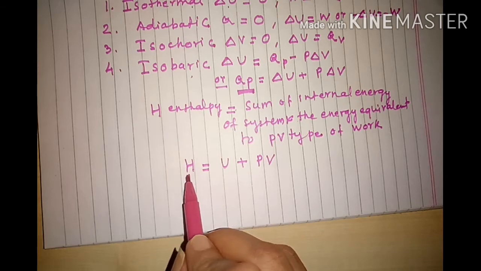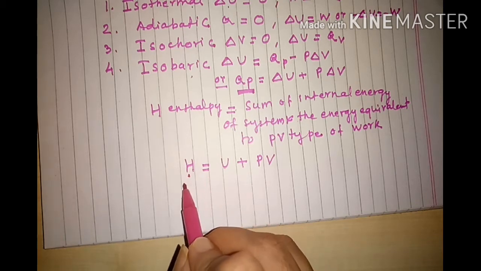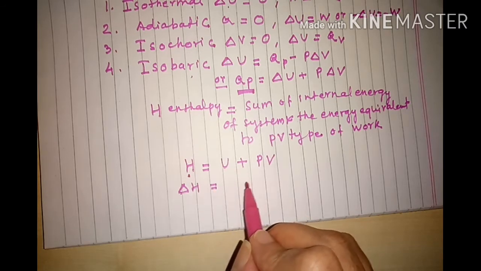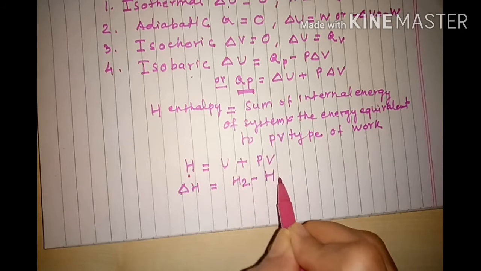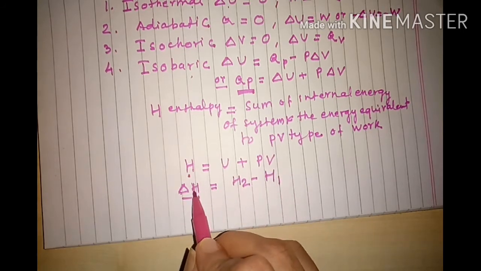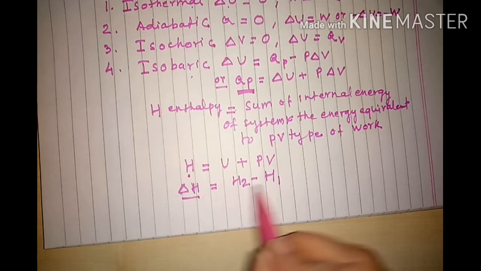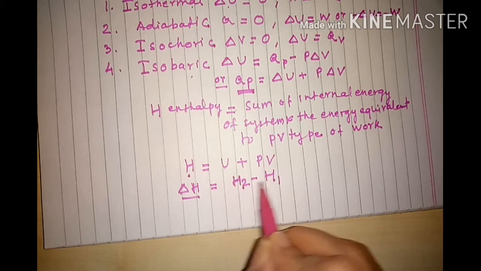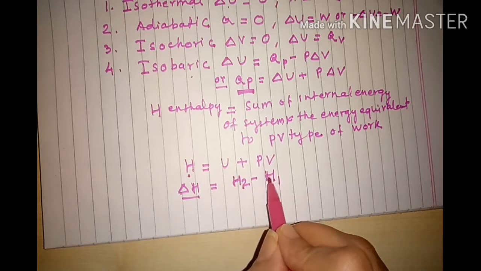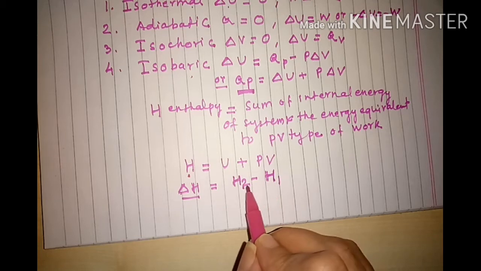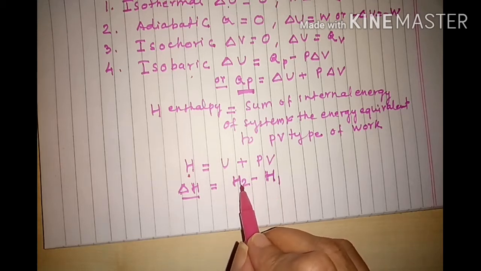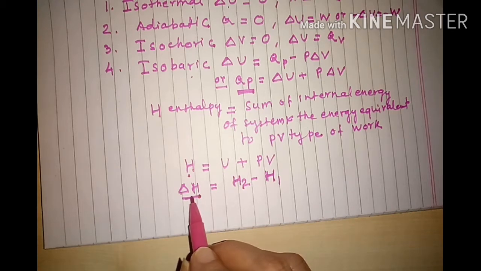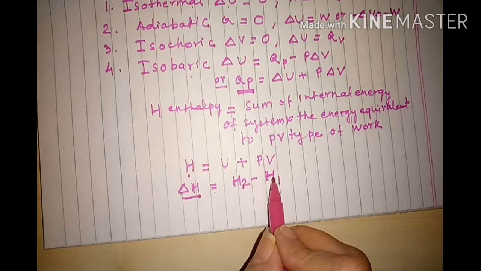Now change in enthalpy, that is delta H, is also a state function, means enthalpy is also a state function. Accordingly the change in enthalpy, which is denoted by delta H, will also be a state function. So delta H will be equal to H2 minus H1, means the value of delta H, that is change in enthalpy, depends on the initial and final states of the system. Means what is the value for enthalpy at initial state and what is the value for enthalpy at final state. If you subtract these two things, you will get change in enthalpy. So this can be written delta H is equal to H2 minus H1.